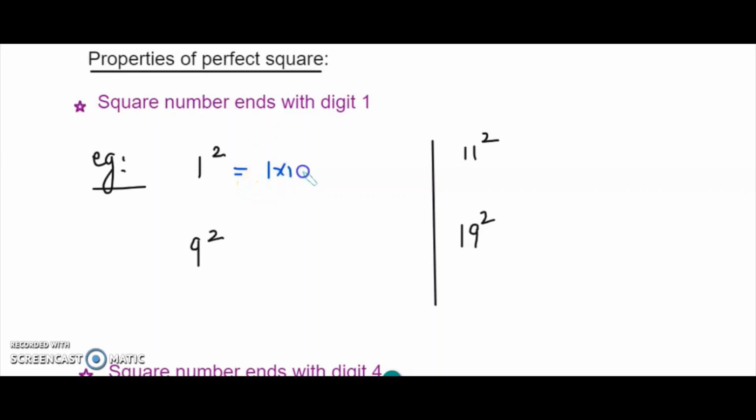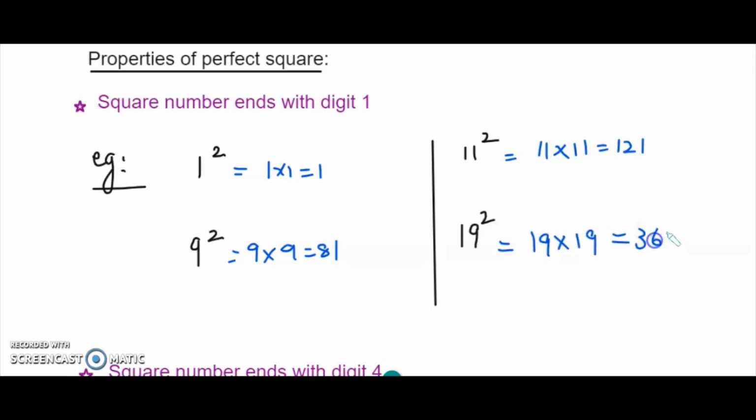So 1 square is 1 times 1, which is 1. 9 square is 9 times 9, which is 81. 11 square is 11 times 11, which is 121. 19 square is 19 times 19, which is 361. So if you look at the answers, 1, 81, 121, 361, the last digit of the perfect square is 1, right? So when you square any number that ends with 1 or 9, the perfect square will always have 1 at its units digit.